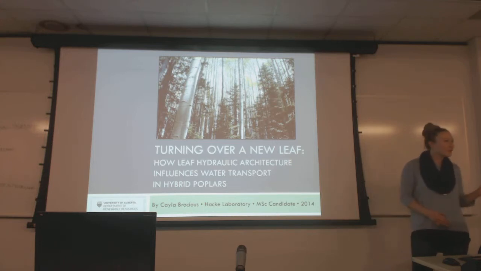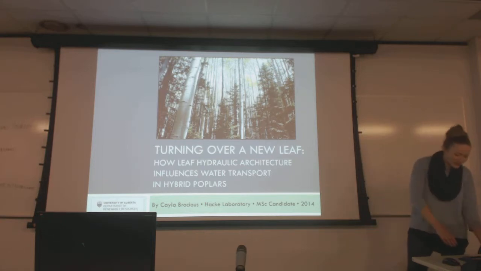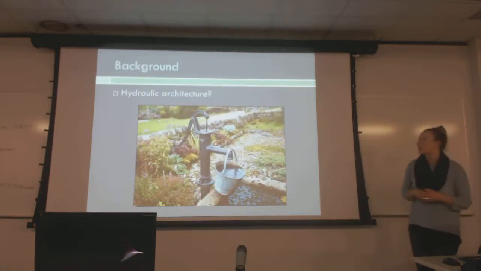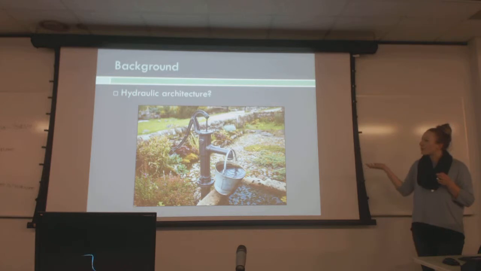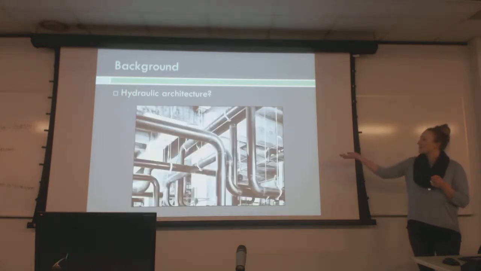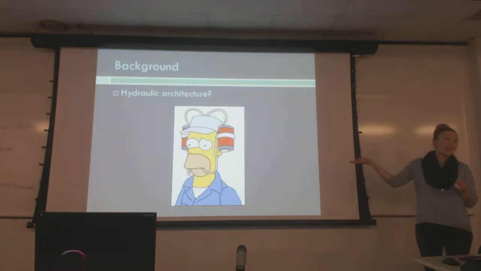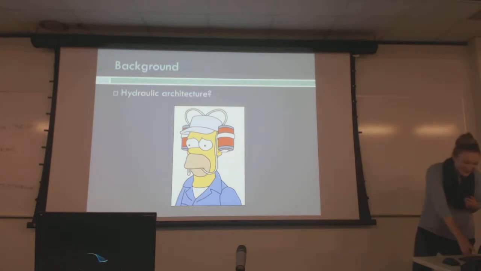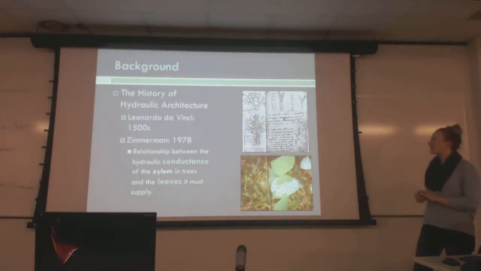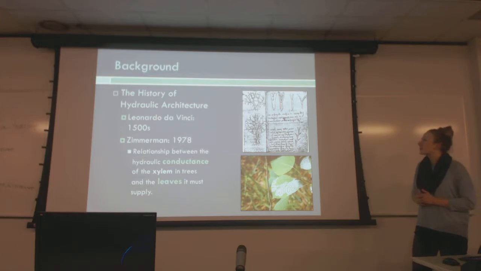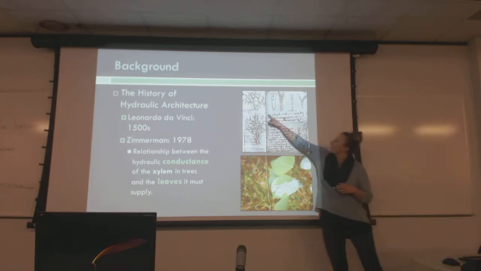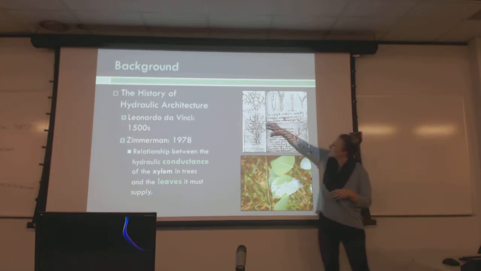For those of you who don't have a tree physiology background, you might be asking what hydraulic architecture is. If you do a Google image search, it'll bring up an old-fashioned water pump, industrial pipes, or something we'll all need after today, a beer helmet. But it goes back quite a few hundred years, which I thought was cool. Leonardo da Vinci was the first who documented this relationship between cross-sectional area and the leaves of a tree.